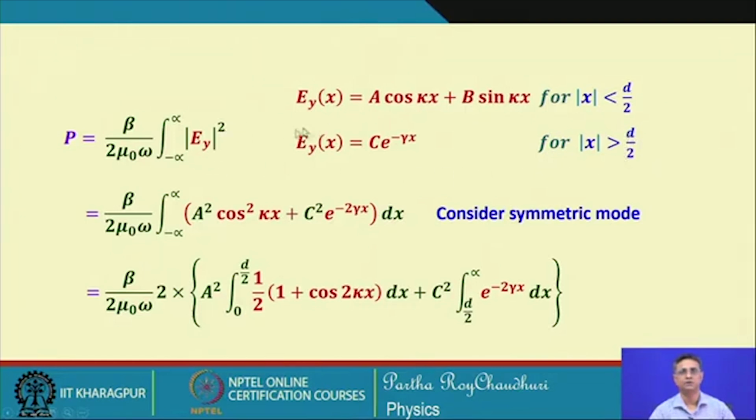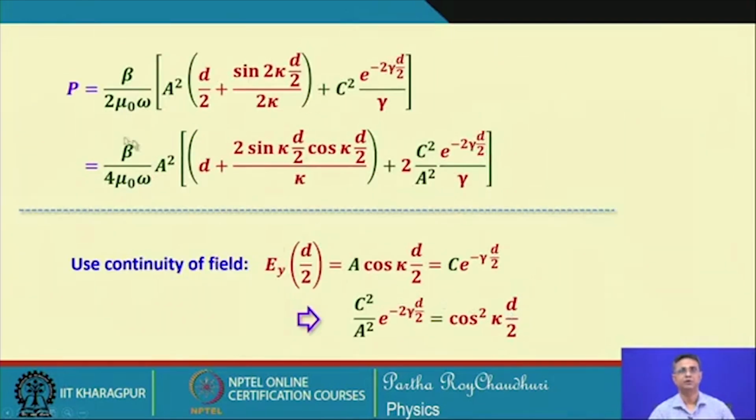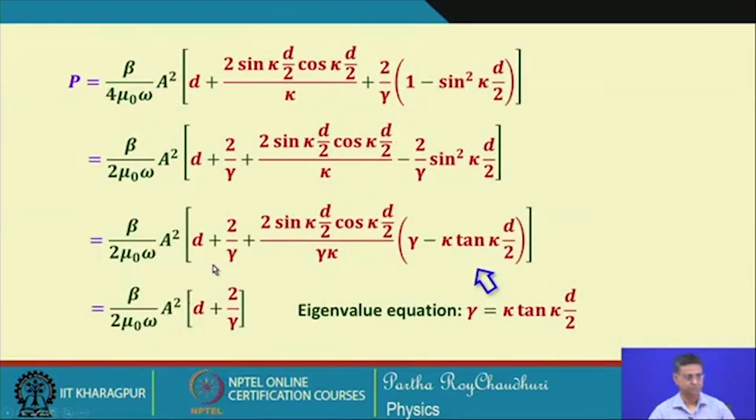So, if we substitute the value of E mod square, we can write in this form a square cosine square kappa x plus c square e to the power of minus twice gamma x dx, if we consider the symmetric mode. And then if you do this algebra, you can write this cosine square kappa x as 1 plus cosine twice kappa x, and this remains as it is, and it follows that we can do this integration.